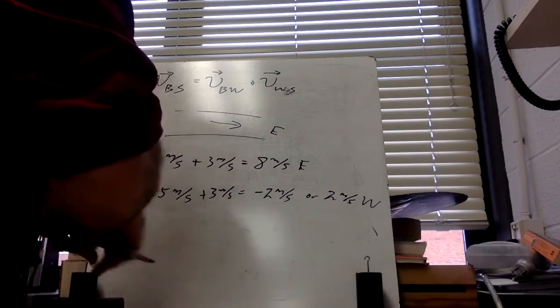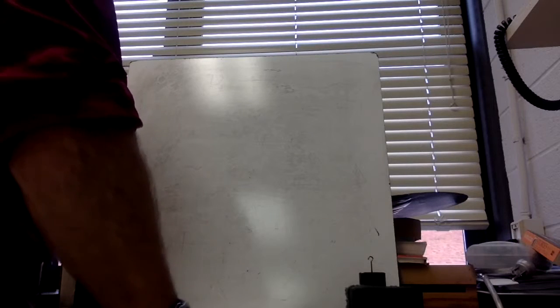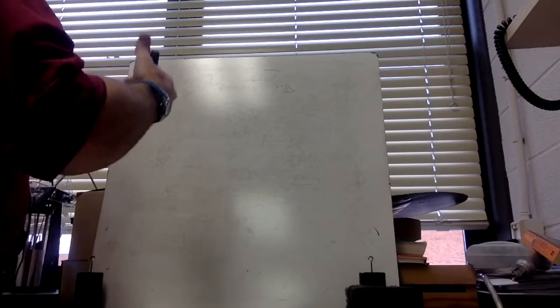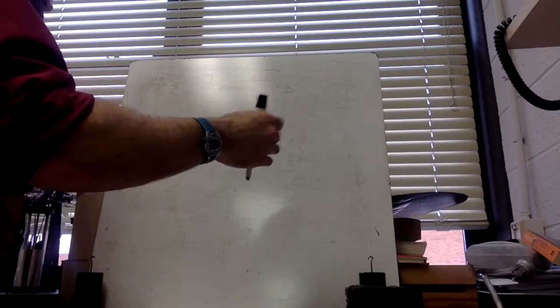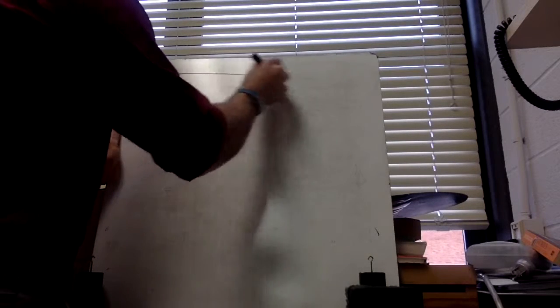All right, so here's number 2. Let's try this one out. Okay, so we have this boat. It can travel 5 meters per second in stationary water. Same boat as the other one. And we still have the current, this is now 2 meters per second east. The river is 200 meters wide.